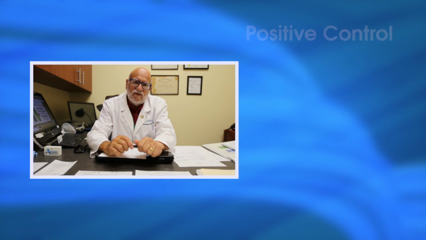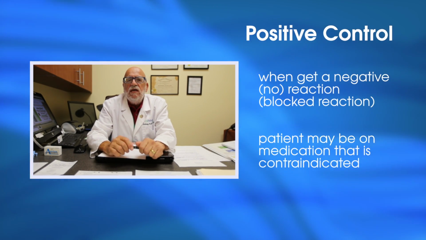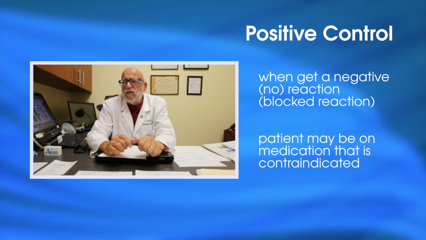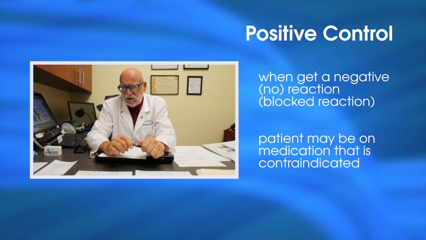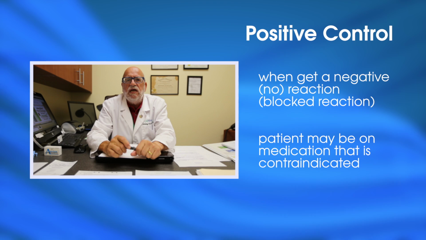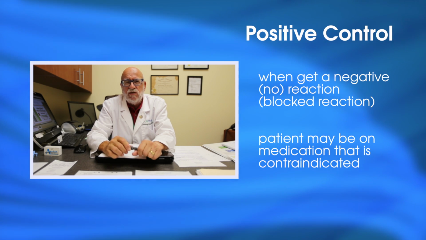The second portion is the positive control. With the positive control, sometimes we will get a negative. We'll get no wheel. The reason for this can probably be ascertained by what the patient has told us. Has the patient taken any medication that is contraindicated and did not tell the physician?